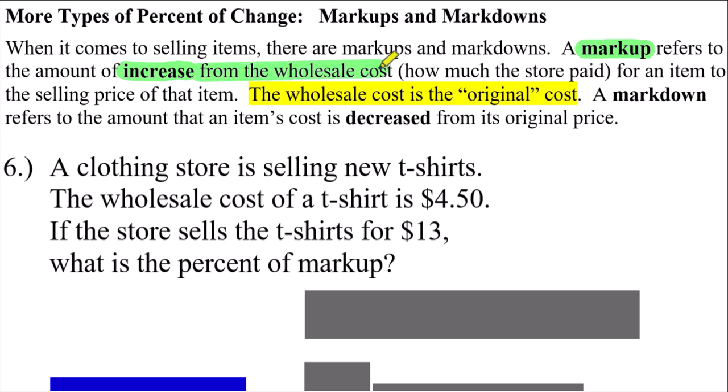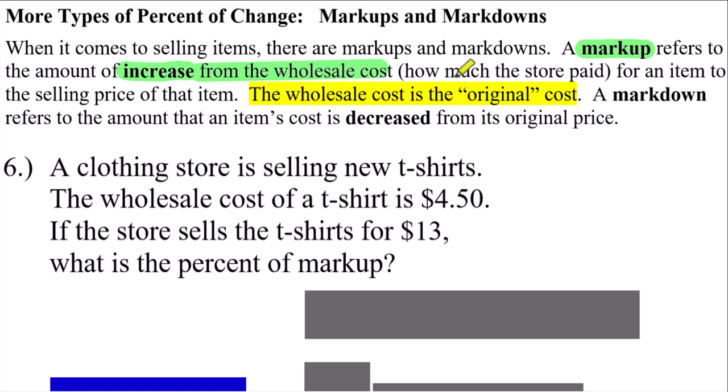Now you're like, what in the world is wholesale cost? Well, I tell you here in parentheses. It's how much the store had to pay to get the item. So a markup is the increase from the wholesale cost for an item to the selling price of that item. So think about this. Stores have to pay money to get items, but then they have to mark it up so they can earn a profit. So it's going to mark up to what the selling price is for you, the customer.